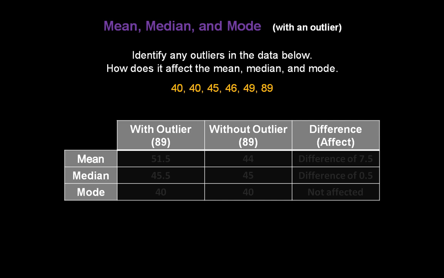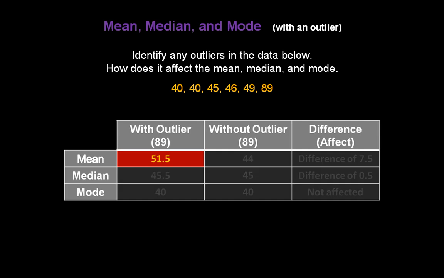And let's first of all take a look at the mean with our outlier of 89. We found the mean was 51.5. When we removed the outlier of 89, our mean was 44. So how did our outlier affect the mean of the data? Well, it affected it by making it a difference of 7.5.